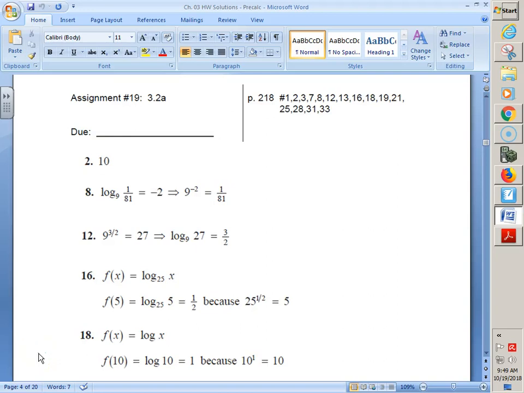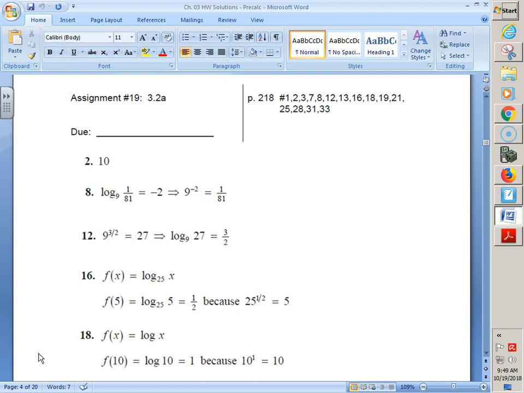All right, Lauren. It's time for us to start grading. 3.2a was supposed to be about everything to do with log equations. Not everything. I shouldn't say that. Everything to do with basic log equations.